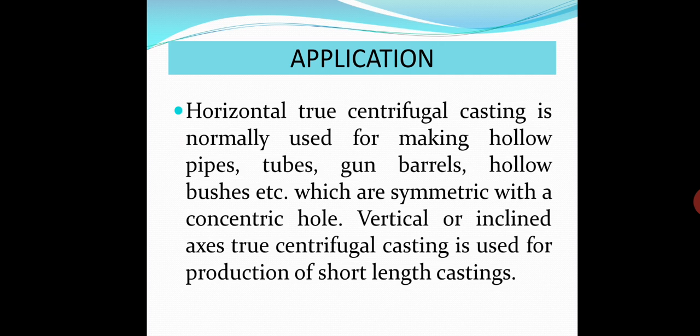Application: horizontal true centrifugal casting is normally used for making hollow pipes, tubes, gun barrels, hollow bushes, which are symmetric with a concentric hole. Vertical or inclined axis true centrifugal casting is used for production of short length castings. So these are all about centrifugal casting.